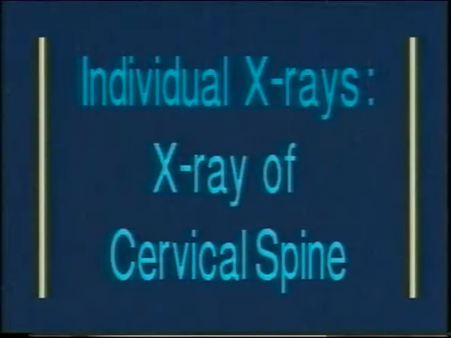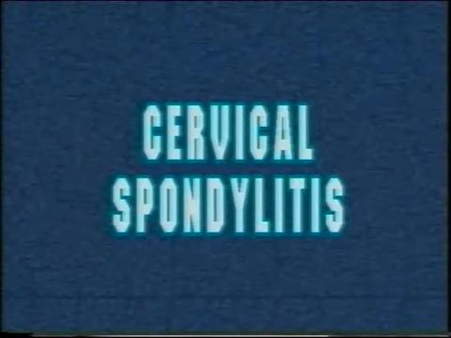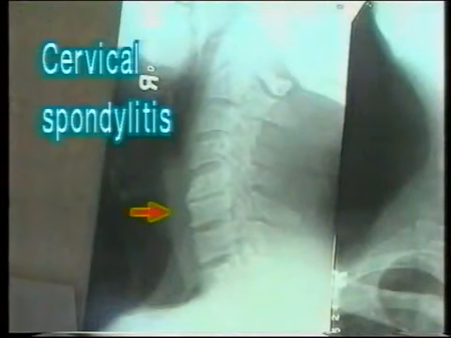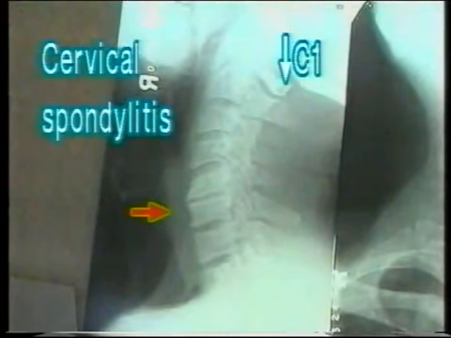X-ray of the cervical spine. Cervical spondylitis. This is an X-ray of the cervical spine, lateral view. The white arrow points to the first cervical vertebra. The second vertebral body has the dens projecting upwards. This helps us to count the vertebrae from above downwards. Now note the red arrow pointing to the space between the fifth and the sixth cervical vertebra.